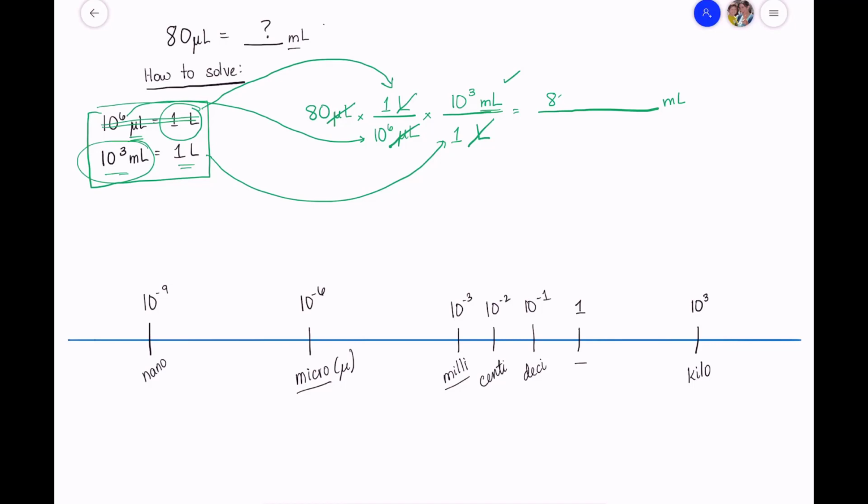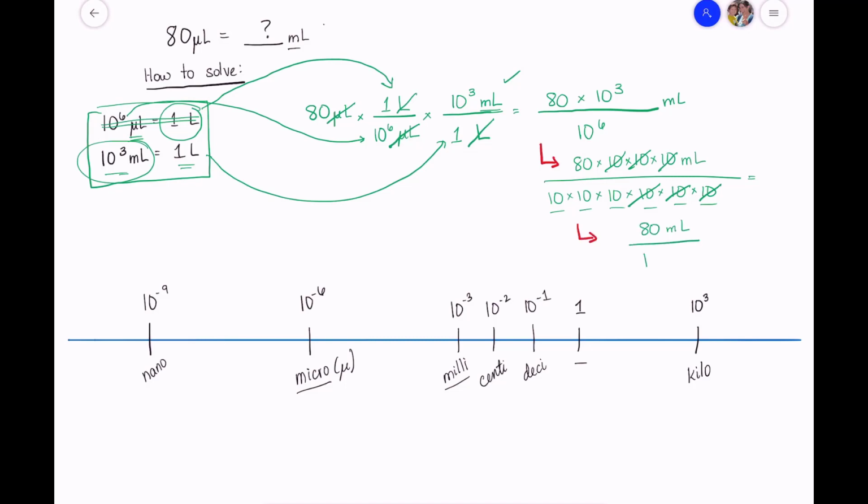So now I can just multiply across the numerator and the denominator and solve my problem. So I have 80 times 10 to the third milliliters over 10 to the 6th. And so if we solve that out, I'll go ahead and write it all out for you just so that you can see how to do these problems without a calculator. So 10 to the third is 3 tens, and then 10 to the 6th is 6 tens. And those tens are going to cancel out as shown, and that leaves us with 80 over 10 to the third. Again, canceling out the 0, and that's going to leave us with 0.08 milliliters. So 80 microliters equals 0.08 milliliters.